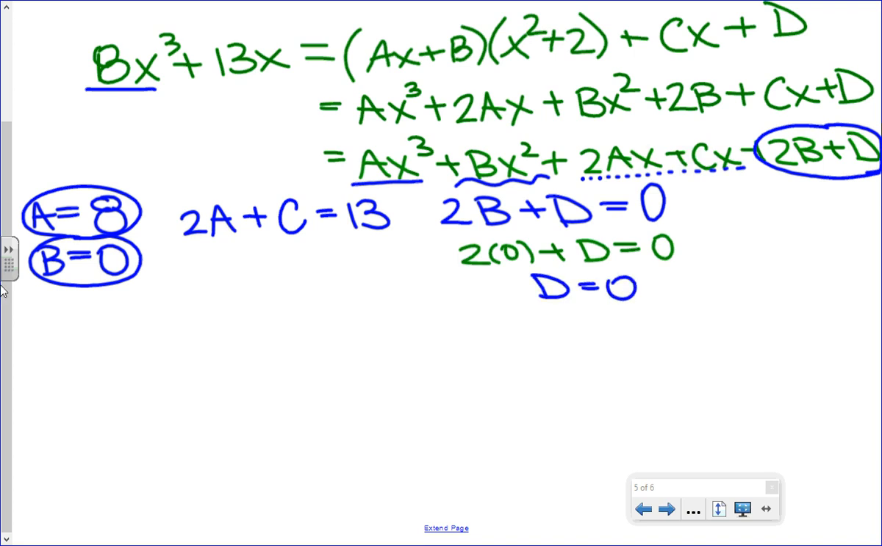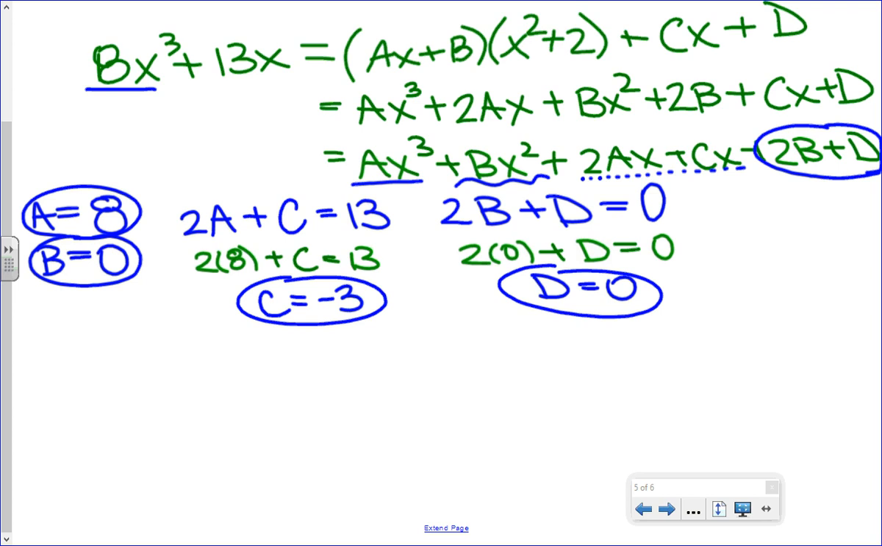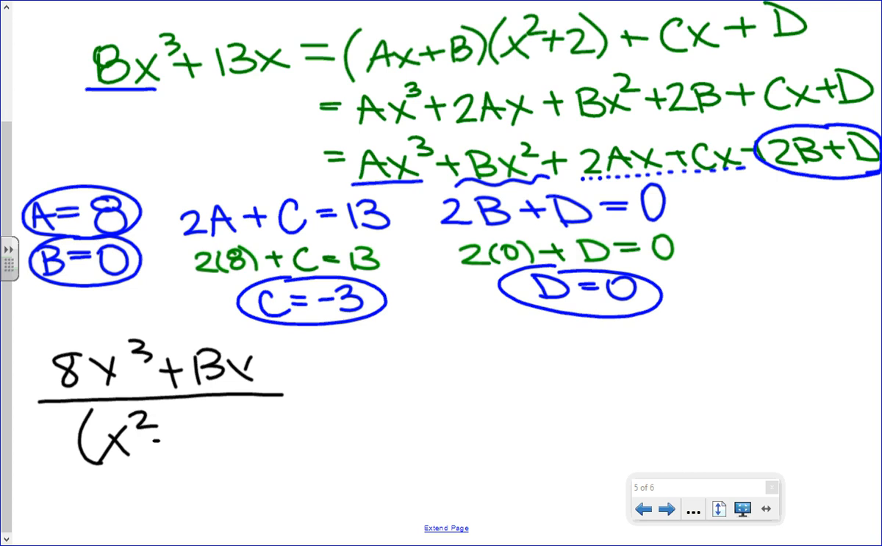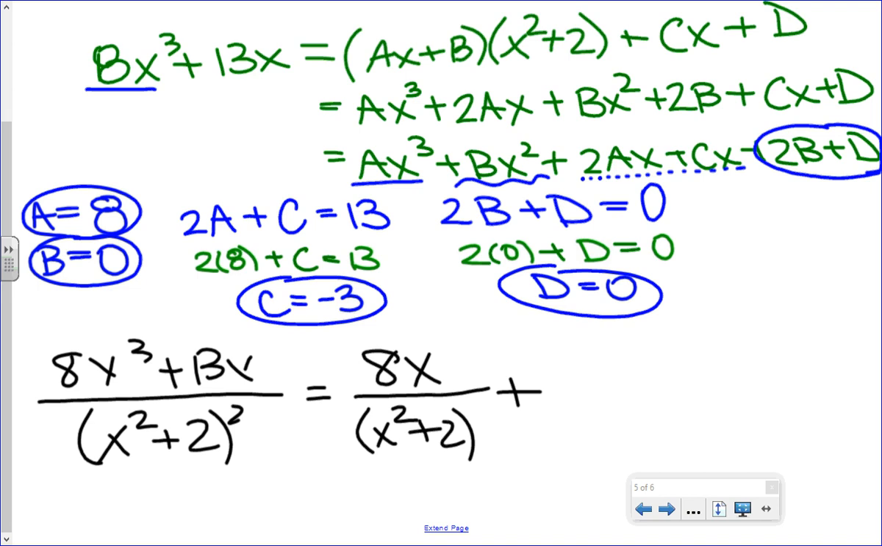Okay? Over here, we have 2a plus c equals 13. We know A is 8. What is that going to mean about C? C is -3. Okay. So now we have all 4 of our coefficients. So, ax plus b. I'm not going to write the plus 0. You can, but it's not necessary. And then plus cx plus d, or that second denominator.